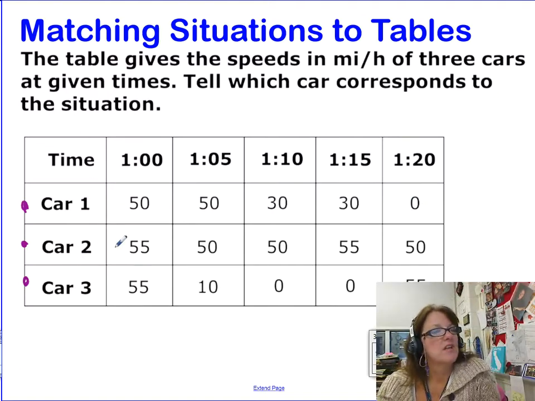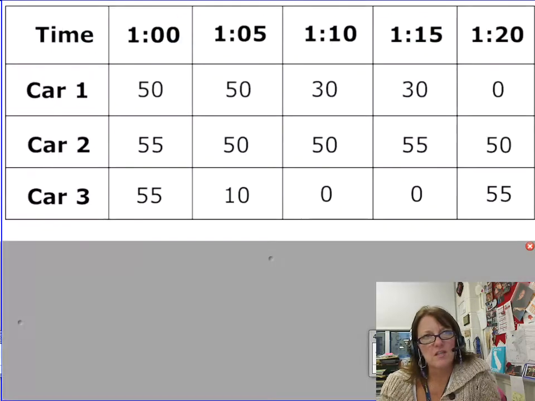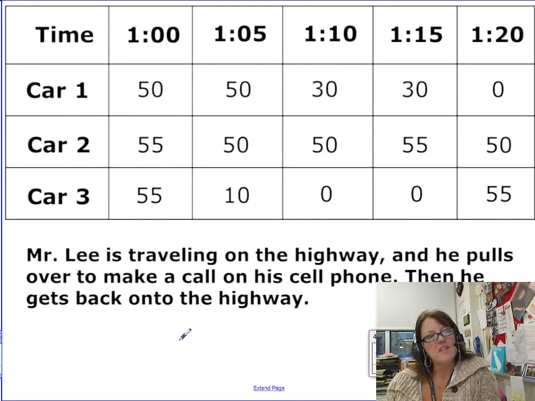All right, let's look at car number 2's story. Car number 2 is going 55 miles an hour, then 50, 50, 55, then 50. Okay? And then finally, car number 3, traveling 55 miles per hour, then only going 10 miles per hour. Then we're stopped, not moving at all. And then all of a sudden, now we're back at 55 miles per hour. So our job today is to take a look at some situations and see which one matches. So you're interpreting to see what's happening.